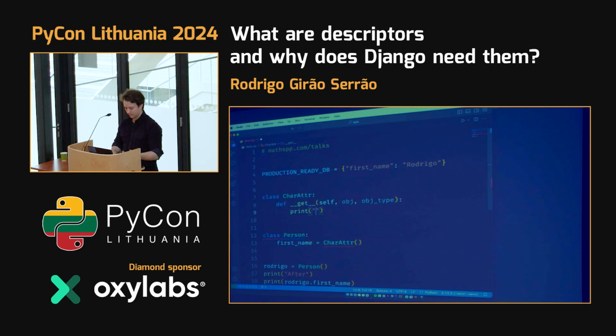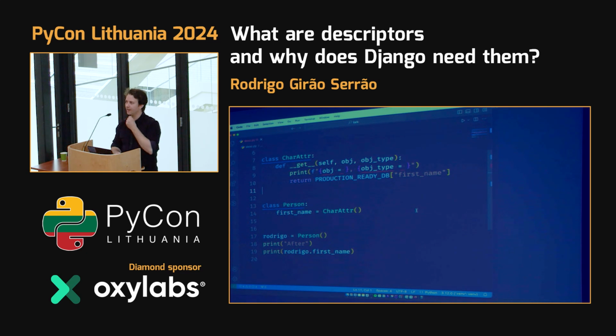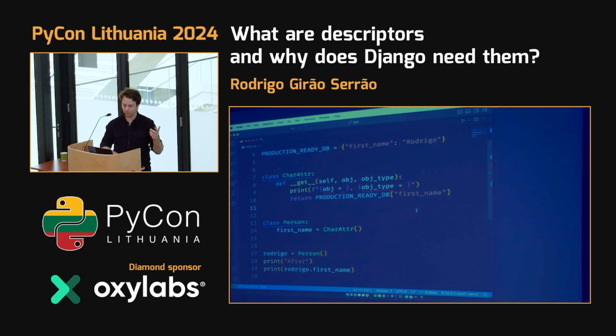So let's add, again, very advanced debugging tools. Let's print the object and the object type to make sure I didn't say something that's wrong. And in here, we're going to access our production ready database, and we're going to fetch the first name of this person. So now, if I haven't messed anything up, what's going to happen? I'm going to instantiate a person, then I'm going to print start, and then I'm going to access Rodrigo.firstName.